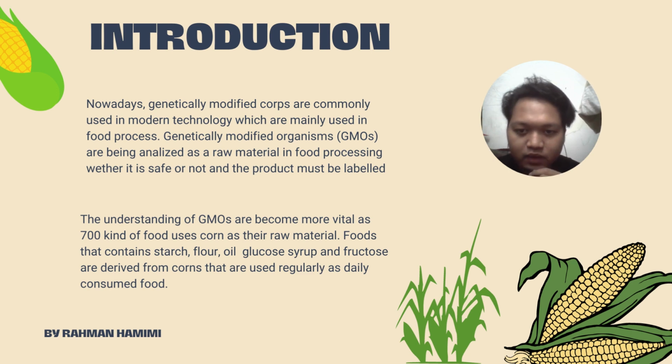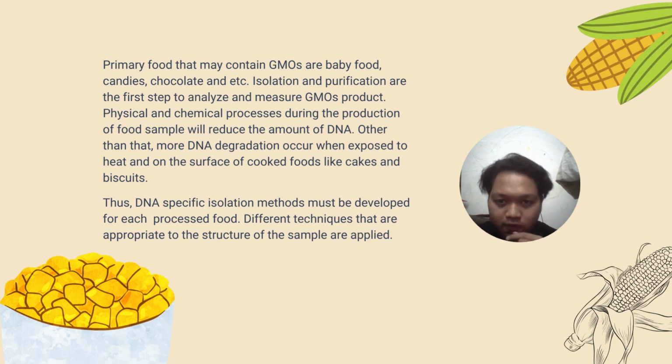Aside from that, the understanding of GMOs is becoming more vital as 700 kinds of food use corn as their raw material. Foods that contain starch, flour, oil, glucose syrup, and fructose are derived from corn that is used regularly as daily consumed food. Furthermore, primary foods that may contain GMOs are baby food, candles, chocolate, and many more.